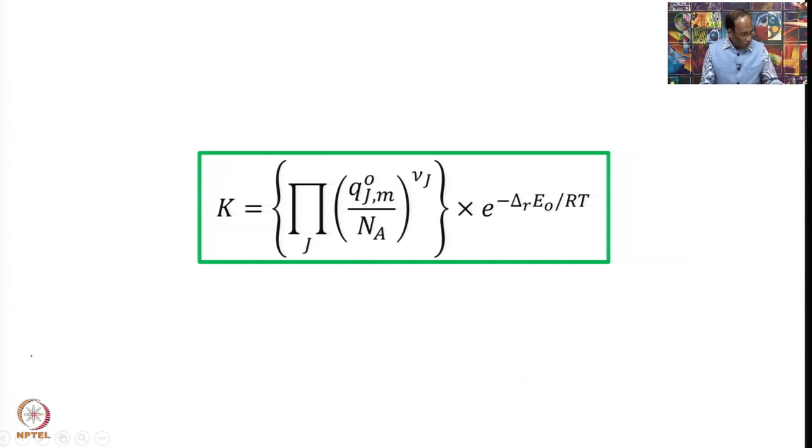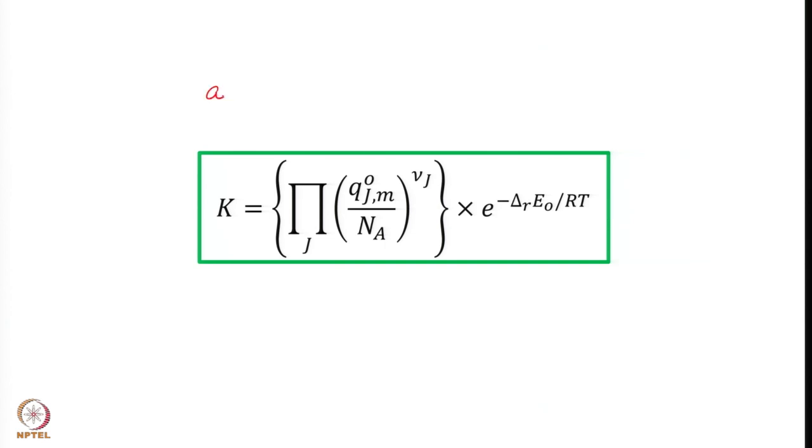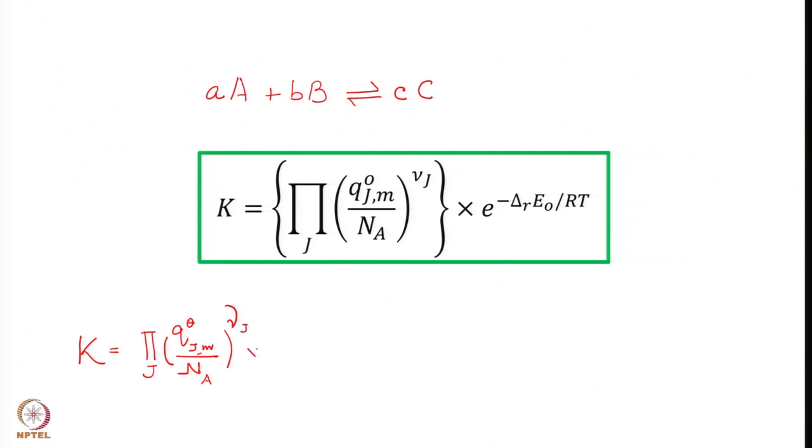We also discussed that if we apply this to a reaction, a moles of A plus b moles of B in equilibrium with c moles of C, then how to write this K? K is the product over J of qJm naught by Na raised to the power of the stoichiometric number, into exponential minus delta r E naught by RT, which is the same expression written above. But now I will put a positive number for the products and a negative stoichiometric number for the reactants.